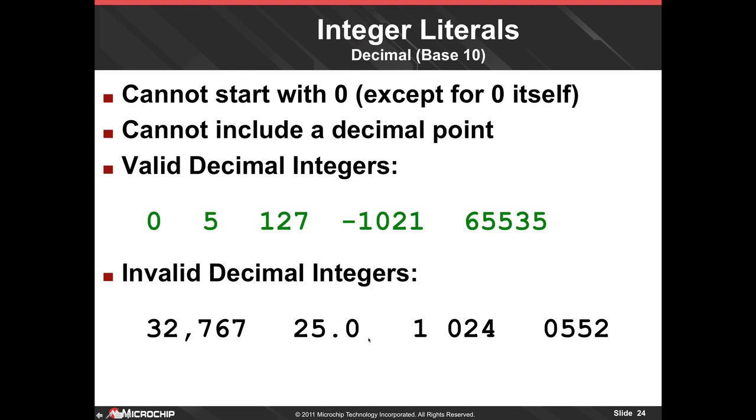Decimal integers cannot contain a decimal point like this one here, even if the fractional part is 0. Okay, and you can see for these other problems here, this has a comma, and then this one has a space, so that's invalid. These ones are all okay. You can put the negative in front, and they have no spaces, no decimals, and 0 is fine. You just can't have 0 precede another number.